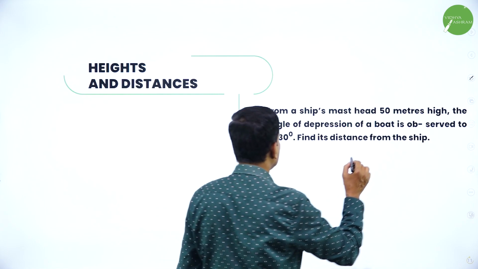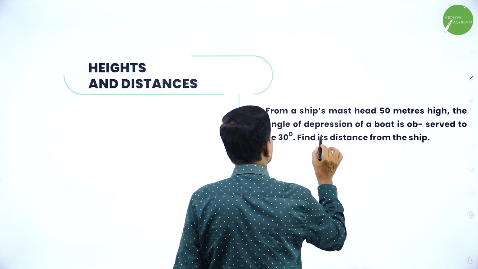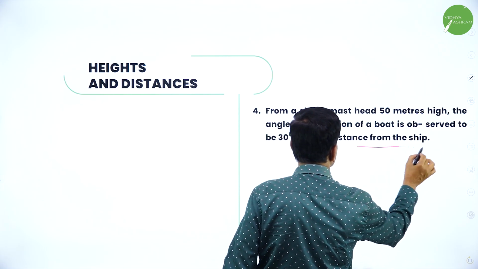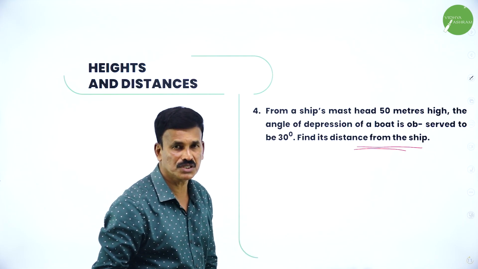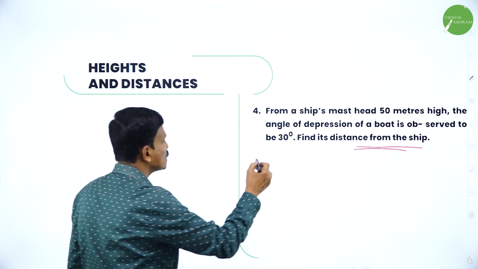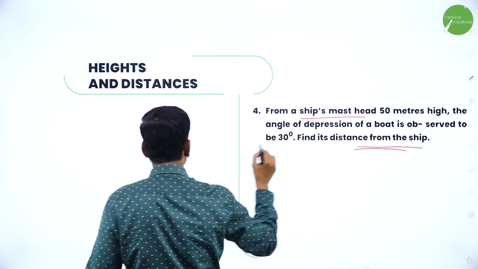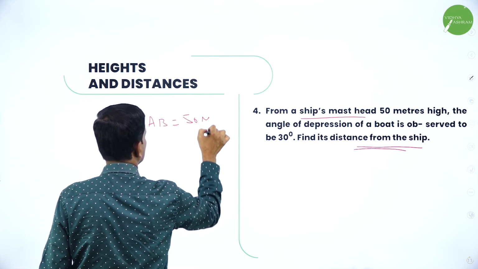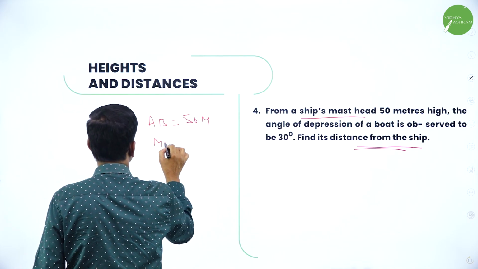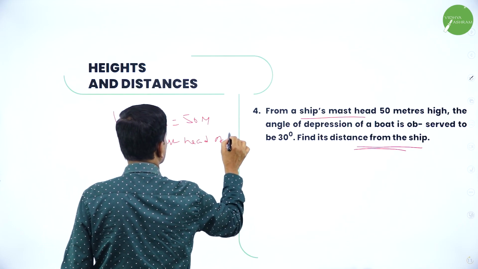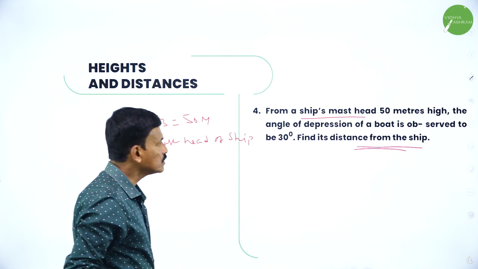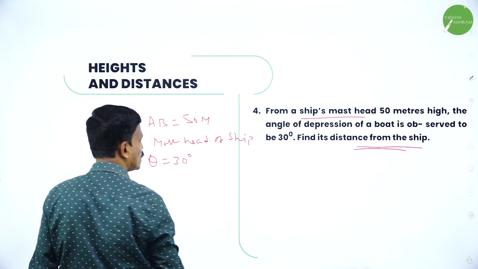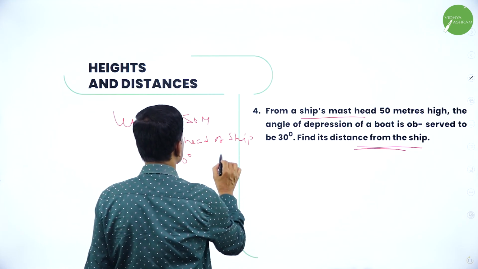From a ship's mast head 50 meters high, the angle of depression of a boat is observed to be 30 degrees. Find the distance from the ship. Here the angle of depression is given, right? Now let us consider the mast head of the ship as AB. Let AB be equal to 50 meters, that is the mast head of the ship. Then what is to find? The angle of depression is given, theta is equal to 30 degrees. The distance D is to be determined.